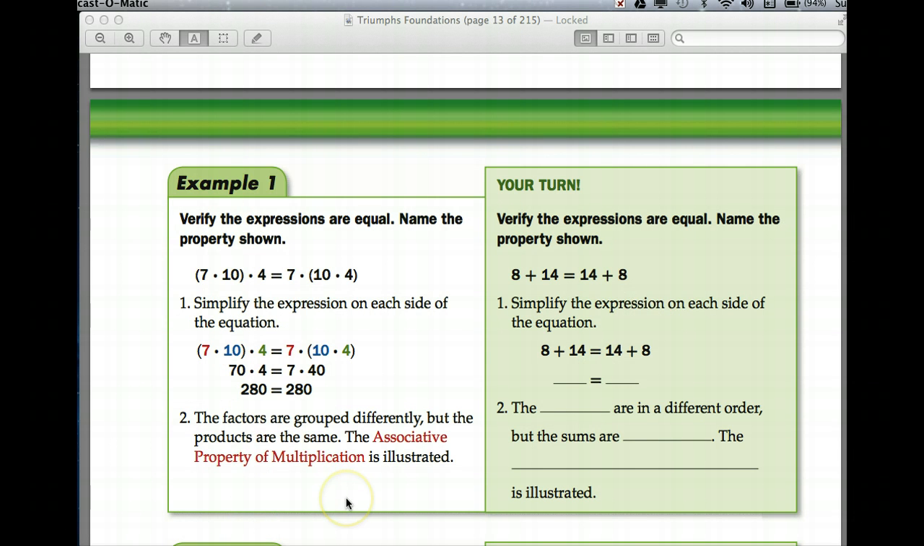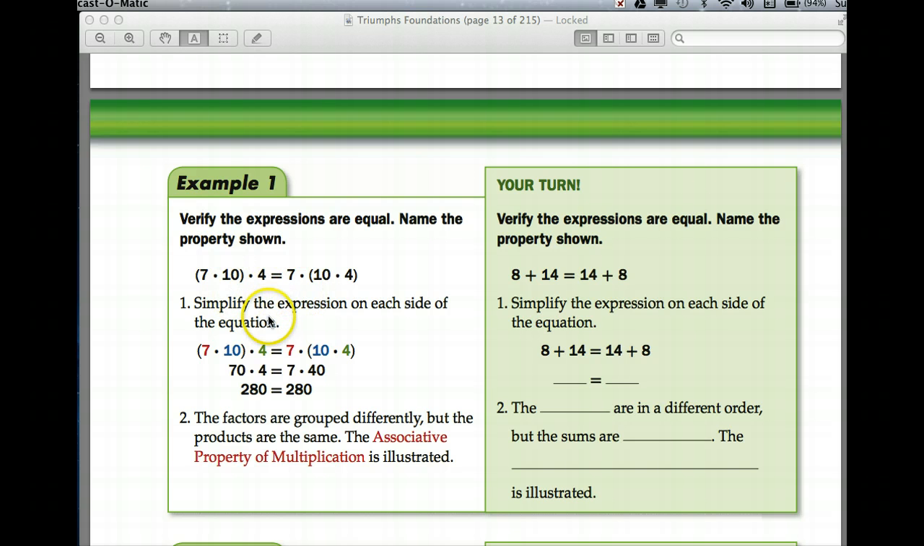Okay, let's go down to page 5 and let's look at example 1. Verify the expressions are equal and name the property shown. So first of all, what kind of operation are we performing here? You're right, we are multiplying. So in this one we have 7 times 10 times 4, but 7 and 10 are grouped together. And here we have 10 and 4 grouped together.